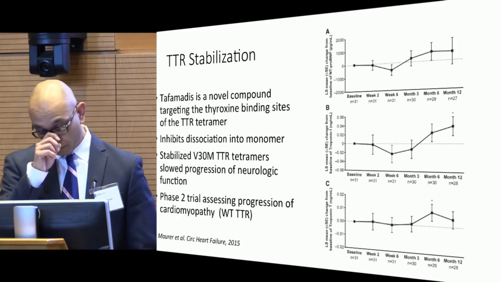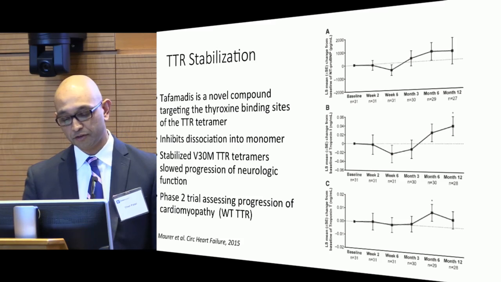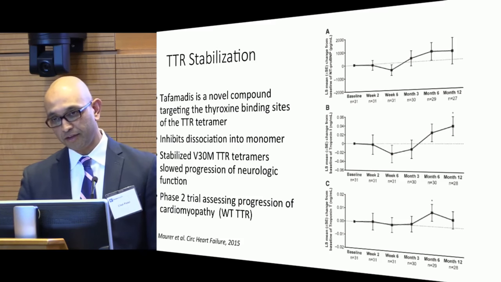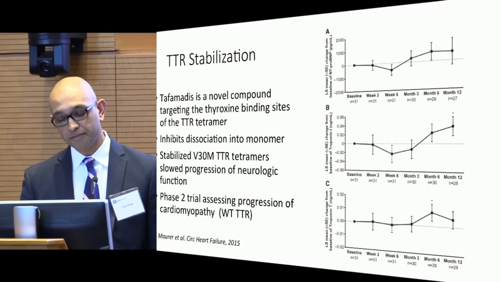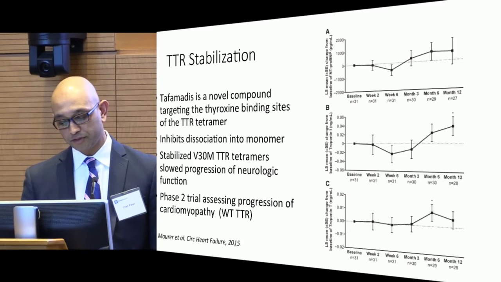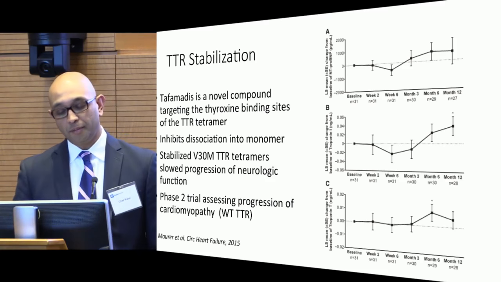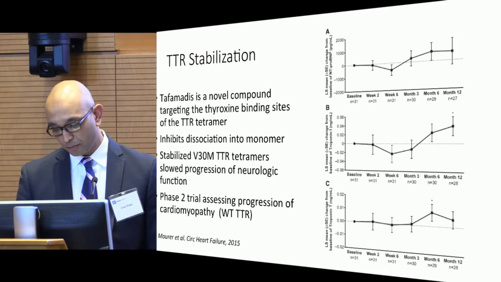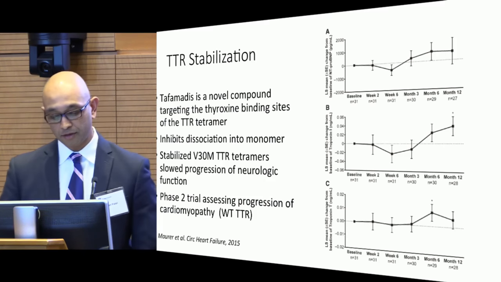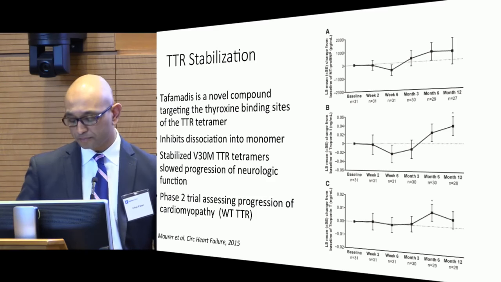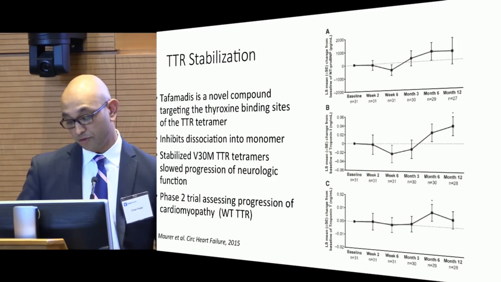Tafamidis is actually a novel compound that targets the binding sites, the thyroxine binding sites, of the TTR tetramer. It inhibits dissociation to the monomer that then misfolds, and in the V30M mutation actually stabilized the tetramer and slowed progression of neurological function. There's actually a phase 2 trial assessing the progression of cardiomyopathy, and on the right we see some markers of cardiac involvement that, at least in the early phase after initiation of the therapy, showed a decrease in natriuretic peptides, troponin, and troponin markers, both I and T.